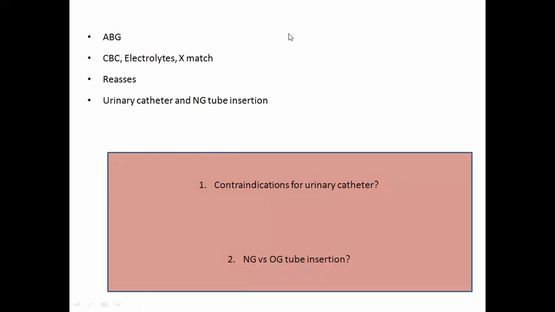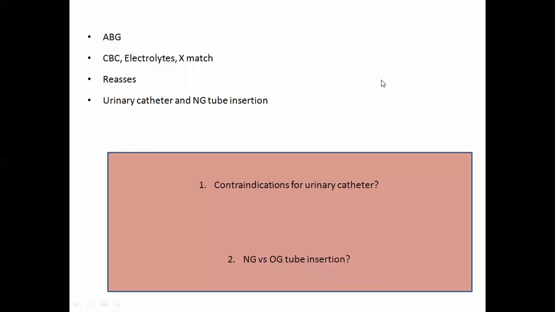What are the contraindications for urinary catheter insertion? Suspected urethral injury. Good. How to suspect urethral injury? Hematuria. Blood at the external meatus, yeah, or hematuria, and another thing, perineal hematoma. So these are the things where you need to suspect urethral injury and you need to avoid urinary catheter insertion.